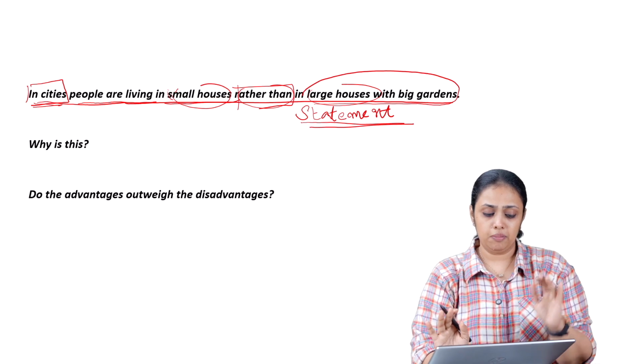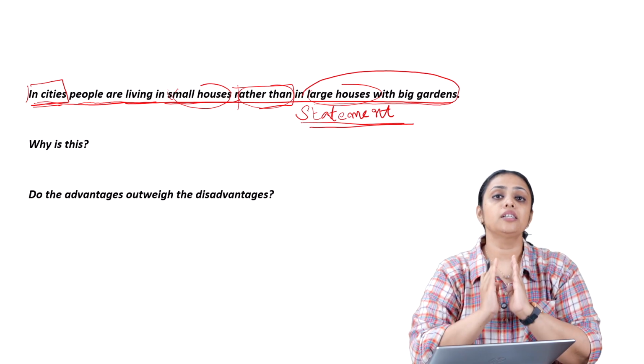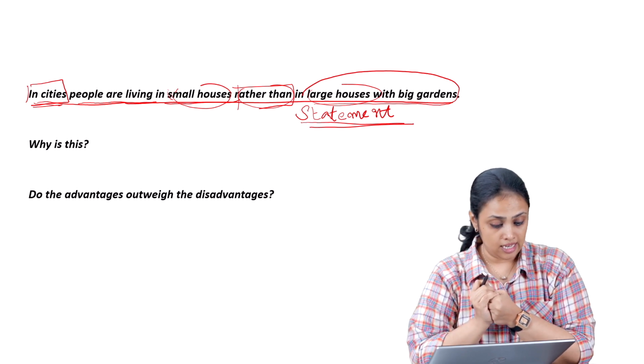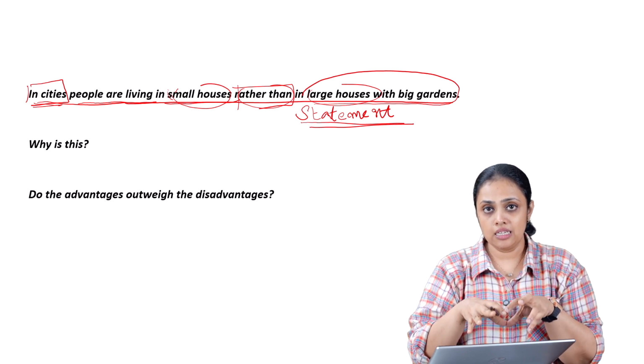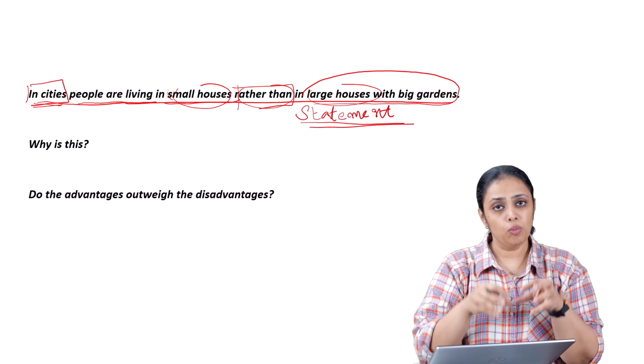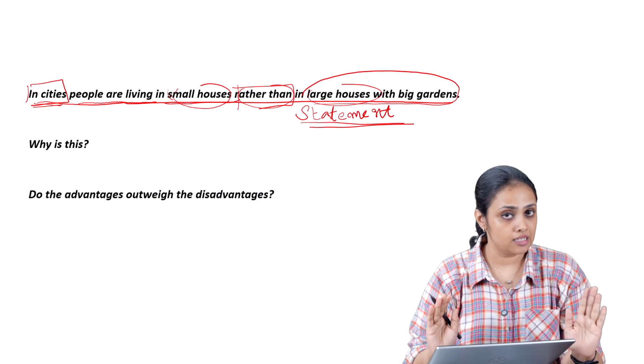We have understood the statement. Read it twice or thrice and then understand what exactly they are trying to communicate through it. So here it is very clear that nowadays in cities, people prefer to live in small houses rather than large houses with huge gardens. Okay, that is the statement.